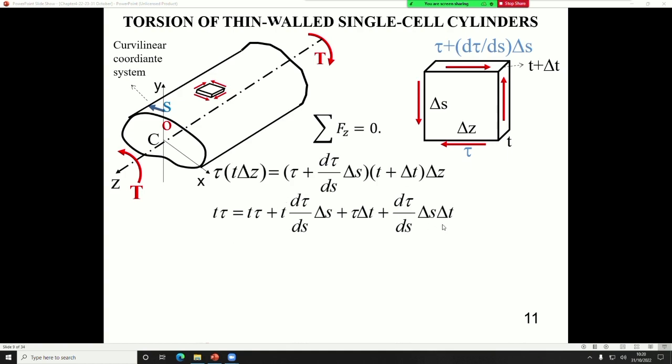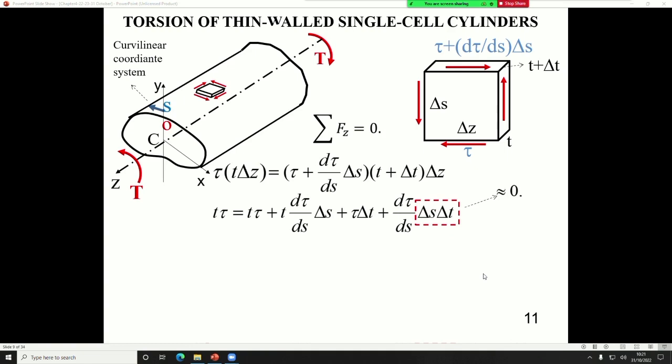These two are a product of two very, very small values. It's like 1 millimeter by 1 millimeter. 1 × 10⁻³ × 10⁻³ gives you 10⁻⁶. So this product is a very small value. It's an infinitesimal value. We can ignore it because it's a product of two small values.